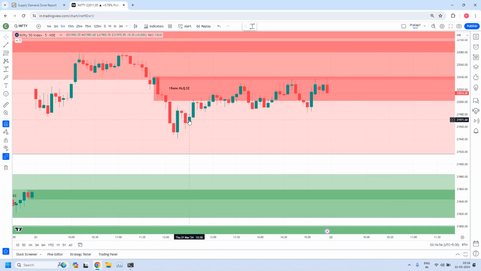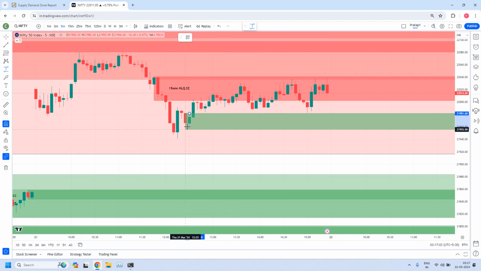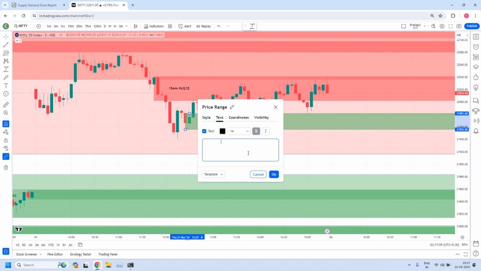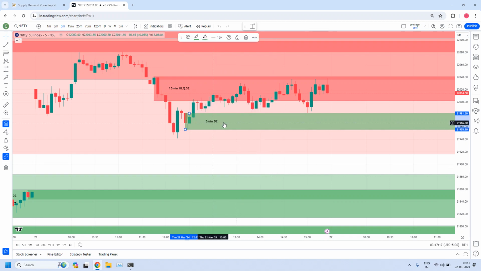Currently holding. This is a normal demand zone, currently holding the prices here. So that means institutions kept a strong order here today. This is a normal 5 minutes demand zone. For reference, I am drawing. This is not a high liquidity zone, just a 5 minutes demand zone, that's it. It is not a high liquidity demand zone.